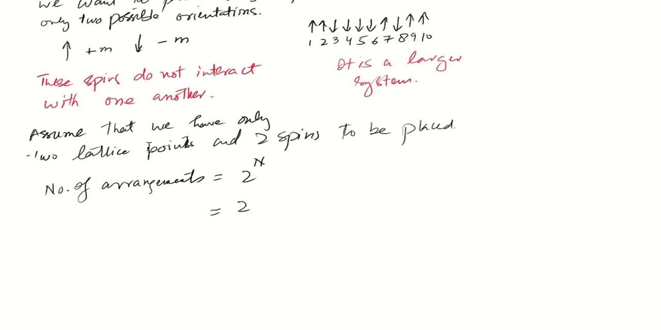4 arrangements. So if we write like this, the first arrangement would be both of them in upward direction. The second arrangement would be first spin up, second spin down. The third arrangement would be first spin down, second spin up, and the fourth will be both of the spins in downward direction. So these are the 4 configurations that we got from our knowledge. These 4 are here, 1, 2, 3 and 4 arrangements.